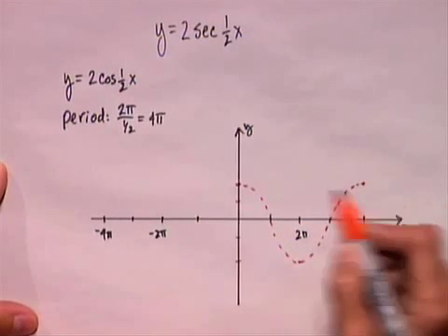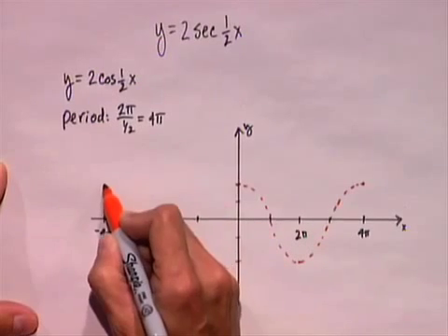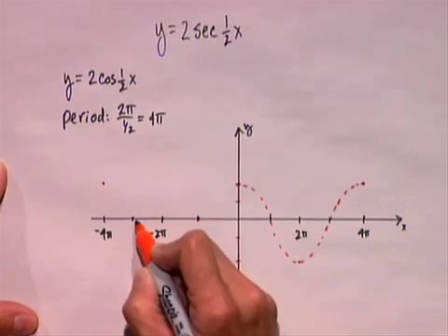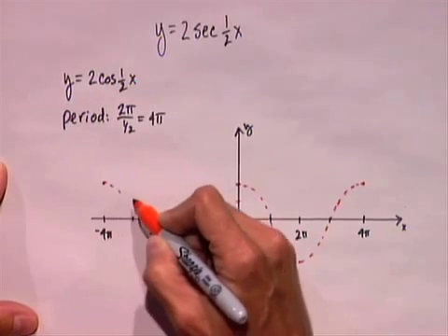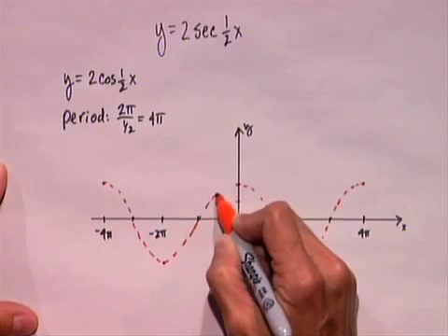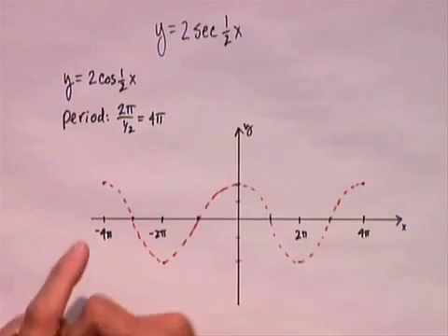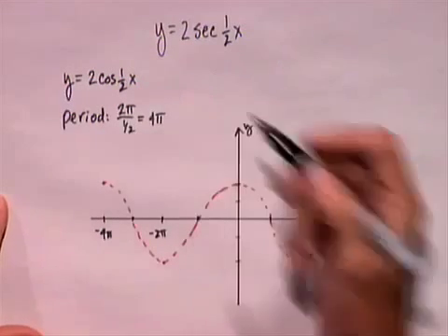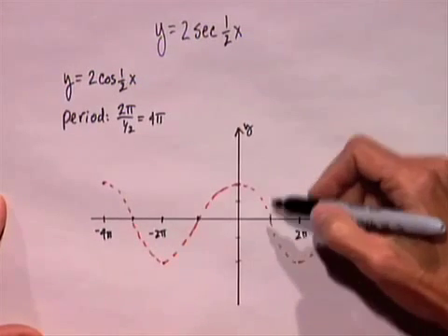That's part of the cosine, and then I'm going to do that again in the negative direction, so using similar points, I'll draw another dashed piece of the cosine. And now we can think about the secant. Now the secant is the reciprocal of the cosine, so where the cosine is 0 is going to be a vertical asymptote for the secant.